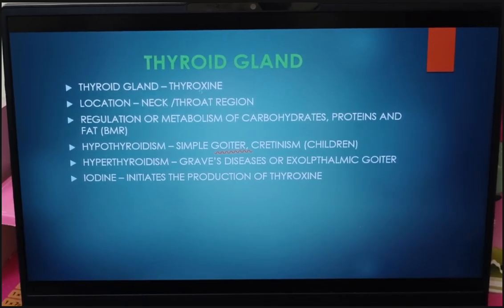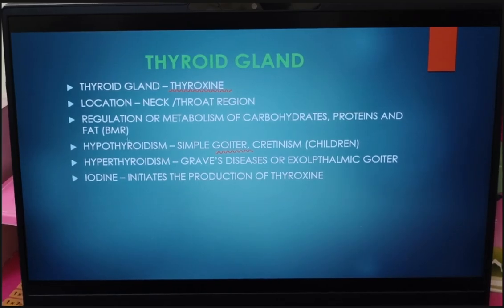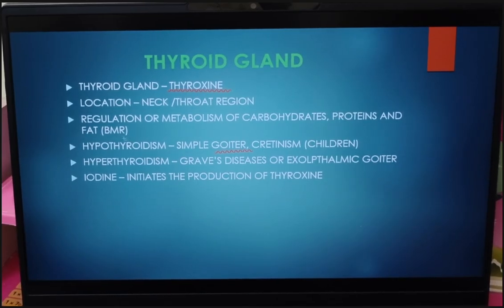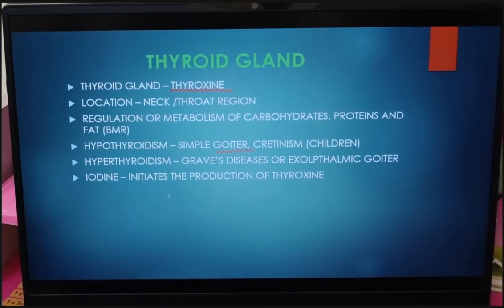So the thyroxine is mainly initiated by the iodine that we intake. A very important function is that it regulates the metabolism of carbohydrates, proteins and fat, that is the BMR. So the complete metabolism is maintained by the thyroxine. That is why the thyroid gland plays a major role in our growth and metabolism.